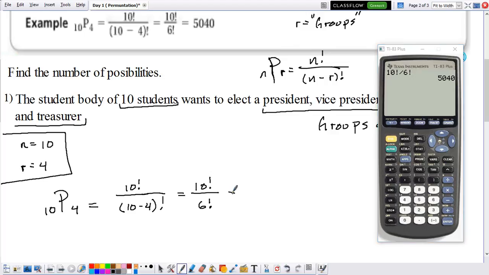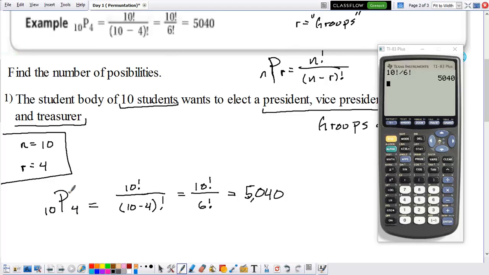So that means that we can have a total of 5,040 ways for us to rearrange 10 students for them to hold these positions. Now, another way to do it is that we can just plug this in the calculator. 10P4, you can plug this in the calculator.